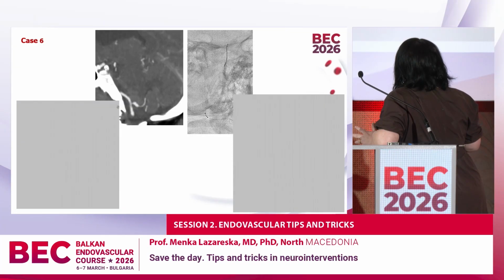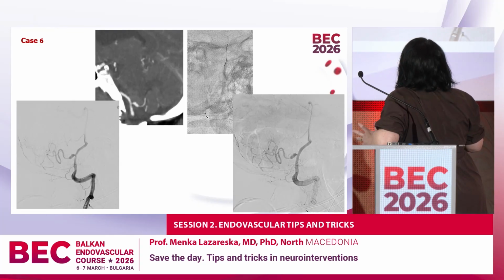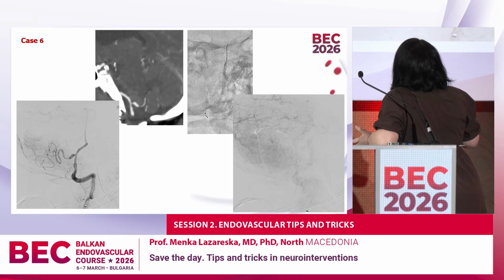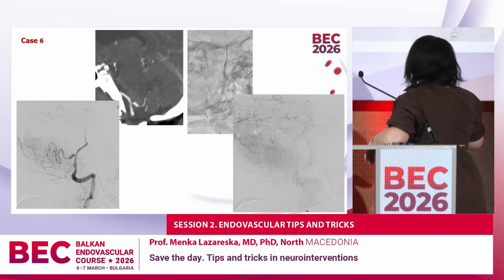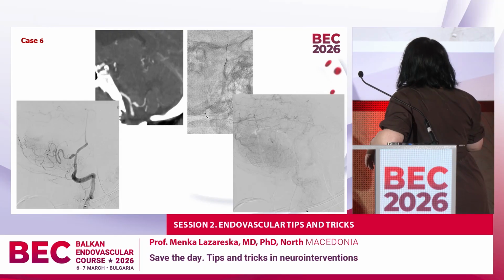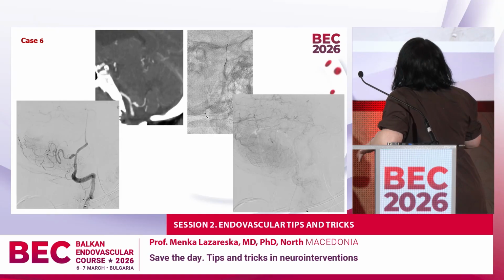This is a simple case, but the decision is what to do. This is a ruptured dissecting aneurysm of the origin of the PICA, and there was a severe hematoma, intraventricular hemorrhage and everything. Because the PICA is dominant, there is no other way to treat.